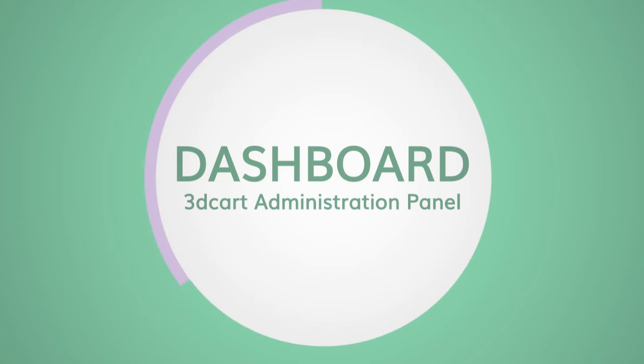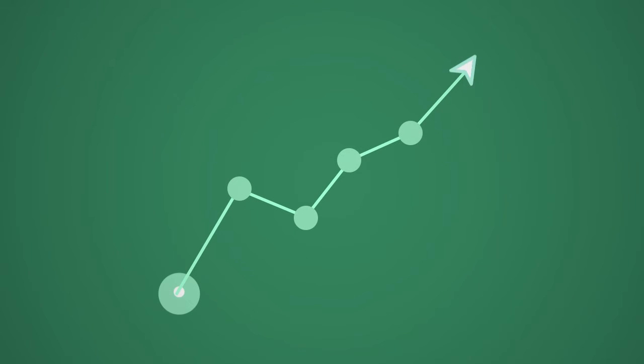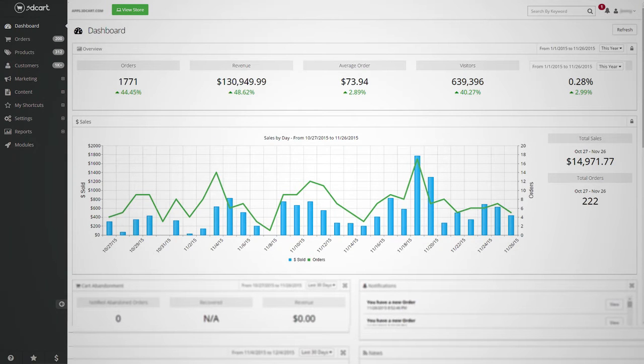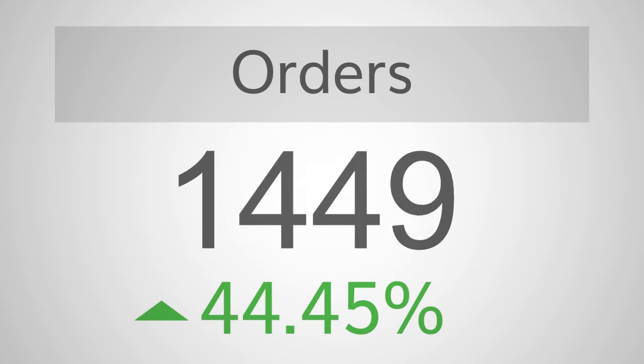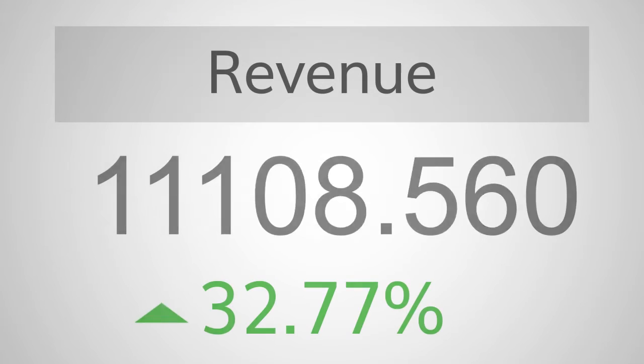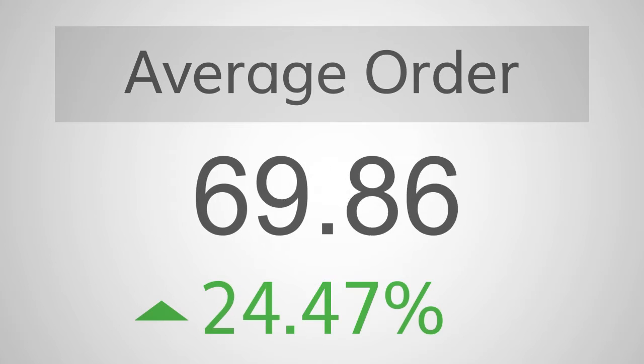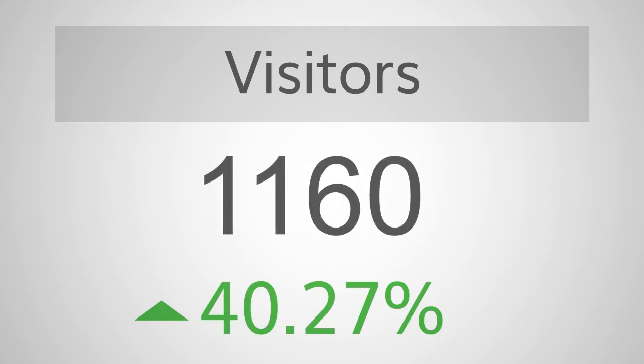The Business Performance Dashboard in your 3dcart administration panel delivers a simple yet powerful way to visualize your store's performance at a glance. Starting with an overview section that uses real-time data to display your total orders, revenue, average order value, visitors, and conversion rate.